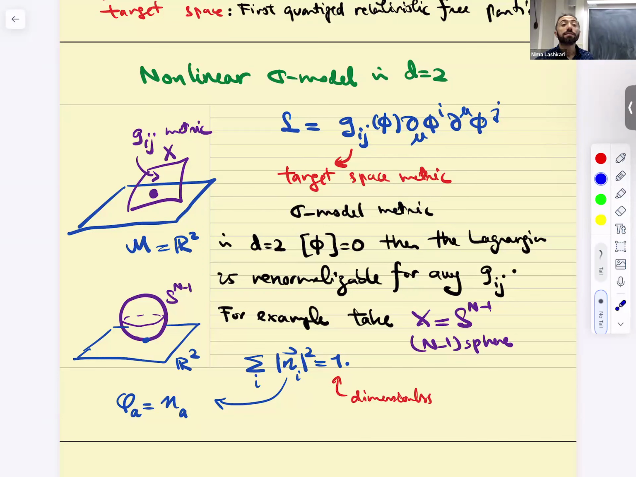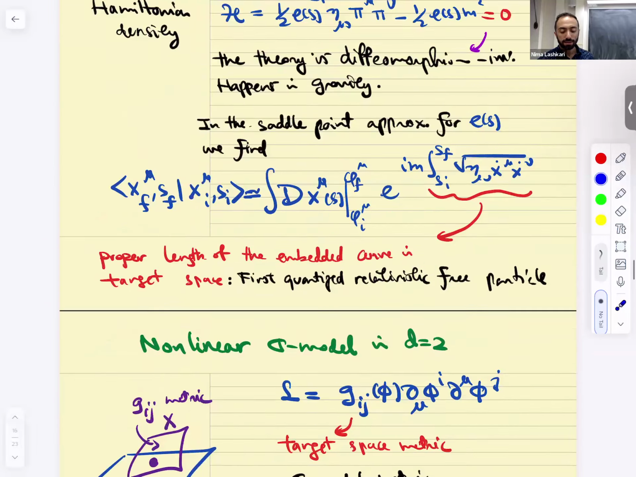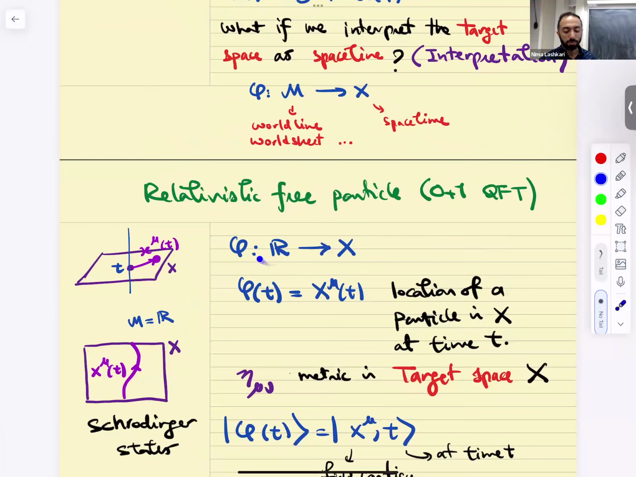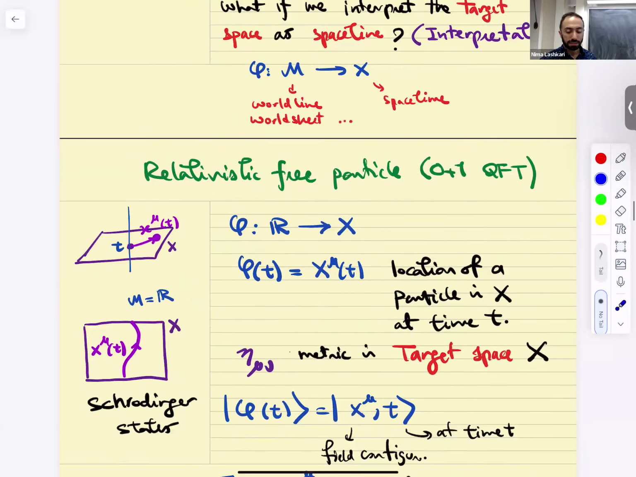I'm a bit lost here. We were claiming that my target space is now n, which is a world sheet, right? My target space is space-time. Okay. Right? This is space-time. My world sheet is, yeah. Okay.